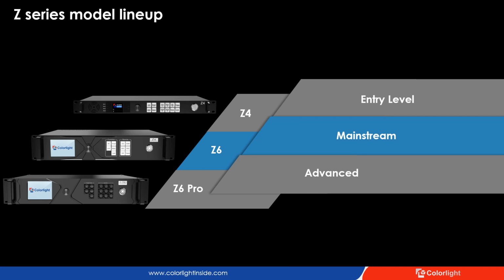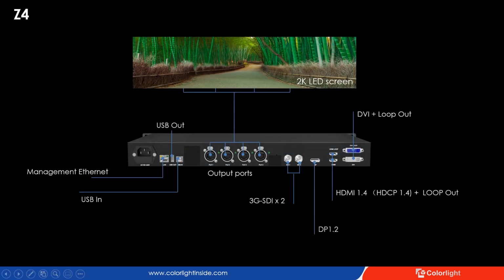All 3 processors are equipped with an LCD screen and buttons on the front, where users can set up their LED wall without hooking up an external computer or using the software. Z4's case is a standard 1U, while the Z6 and Z6 Pro cases are standard 2U. Then let's take a look at the Z4 first.